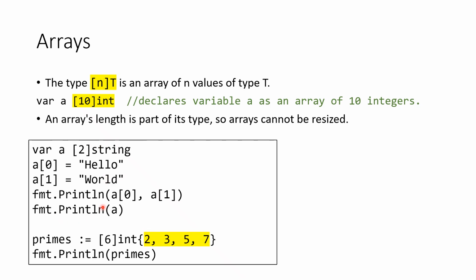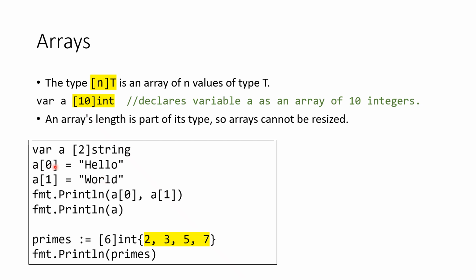Here is a fragment of code that shows more examples of arrays in Golang. In the first part of this code fragment, we declare variable a as an array of 2 strings. Here we assign the first element of array a to the string hello, and we assign the second element of array a to the string world.